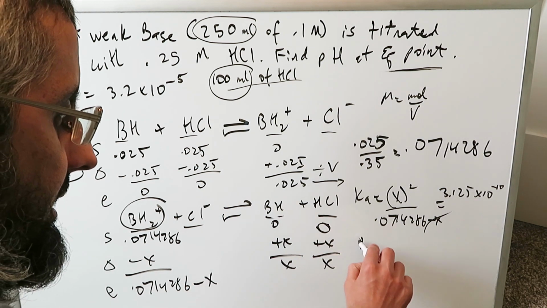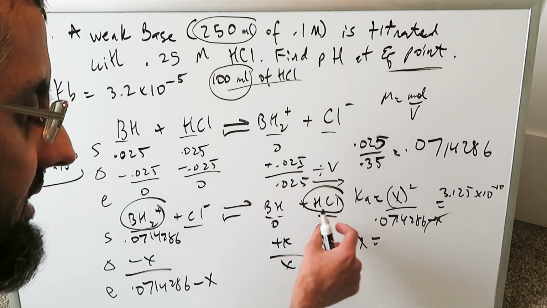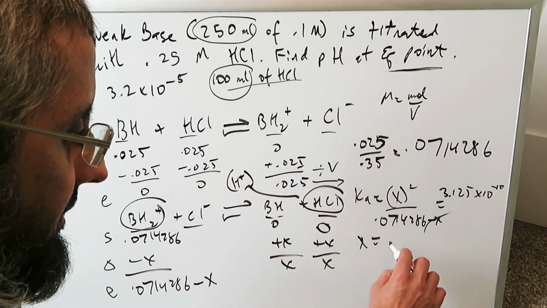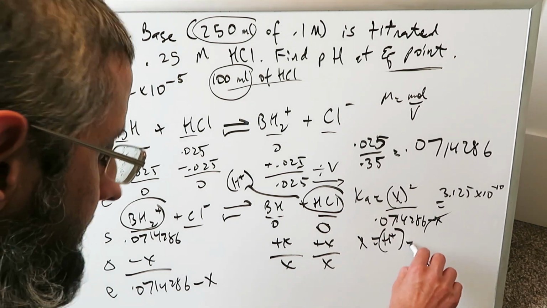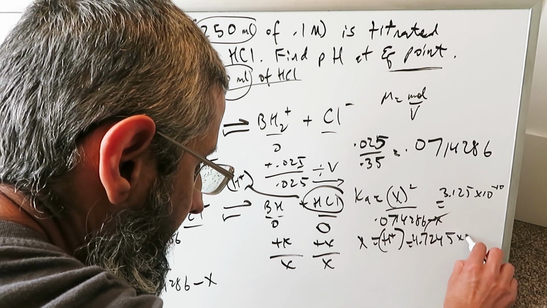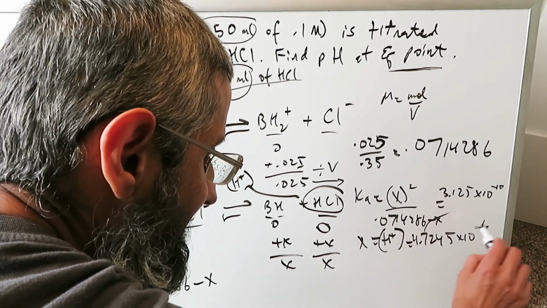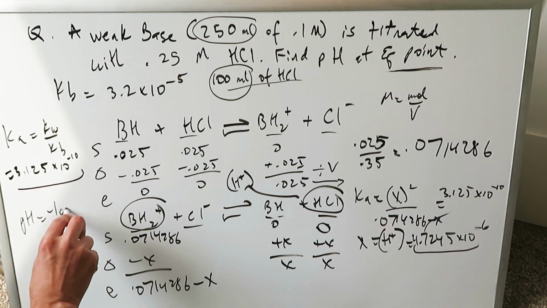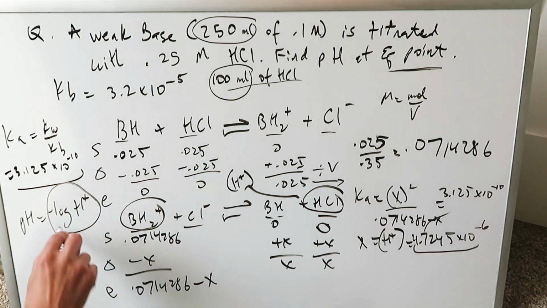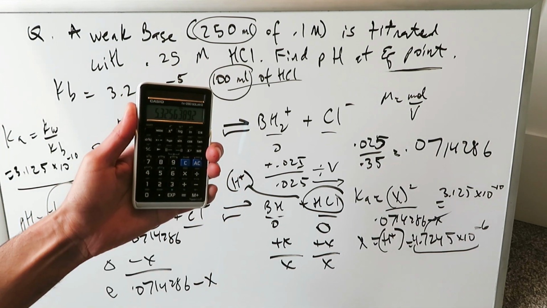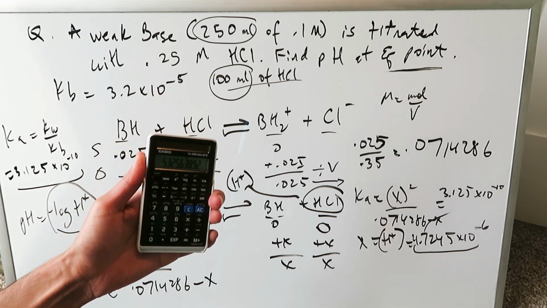Your x value here indicates the concentration of H+. That's what it's indicative of, and you can say that is equal to 4.7245 times 10 to the minus 6. This represents my hydrogen ion concentration. You know pH is equal to negative log of H plus. You just have to send that value through that pH formula. I have the value over here. I'm going to do the log and I'm going to do minus. I have 5.325. What's the pH at equivalence point?